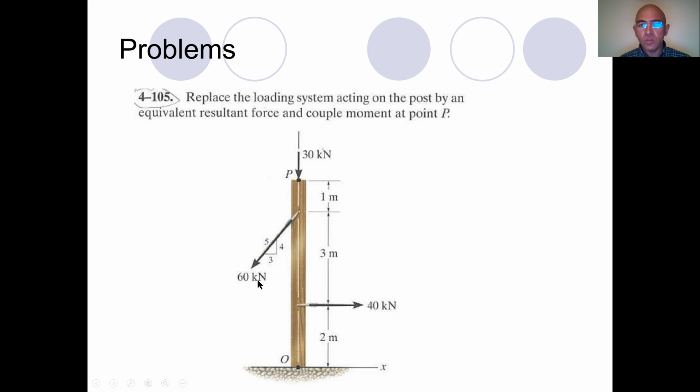Then we have another force, the second force, which is 60 kilonewtons. It makes an angle of 3, 4, 5 with respect to the vertical axis. Then we have 40 kilonewtons of load in the horizontal direction. The distance from the bottom to the third force is 2 meters. The distance from P to the third force is 4 meters. The distance of the second force from point P is 1 meter. And we are asked for the resultant force that acts at point P and the moment at point P.